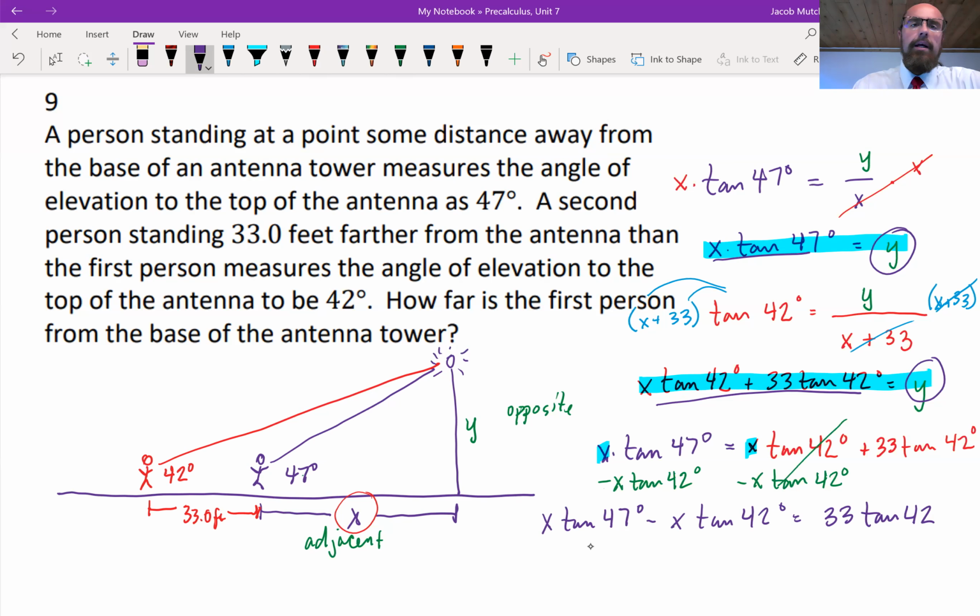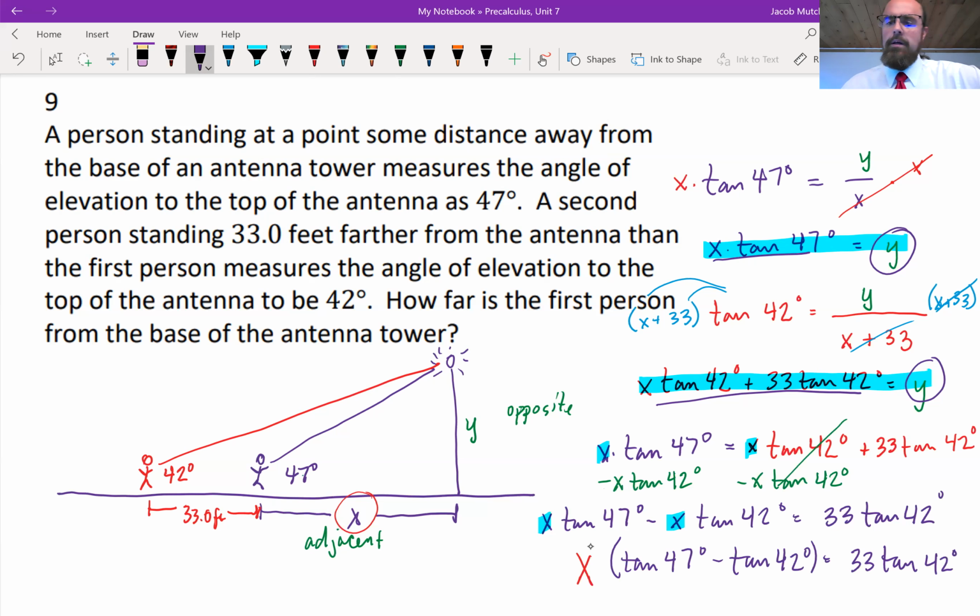And what I need to do now is, I got my eye on the x. Because it's in both of those terms, I can factor it out. So what we've got now is x times the tangent of 47 degrees minus tangent of 42 degrees equals 33 times tangent of 42 degrees. And our solution's right in view.